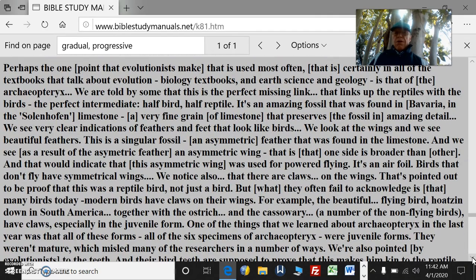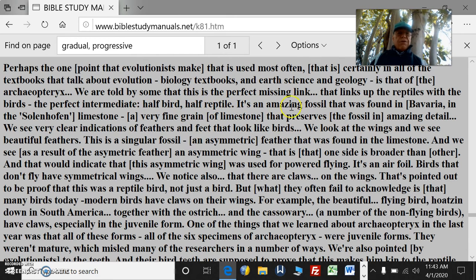Perhaps the one point that evolutionists do make that is used most often, that is certainly in all of the textbooks that talk about evolution, biology textbooks and earth science and geology combined, is that of the Archaeopteryx. Yes. We are told by some that this is the perfect missing link. It links up the reptiles with the birds. The perfect intermediate, half bird, half reptile.